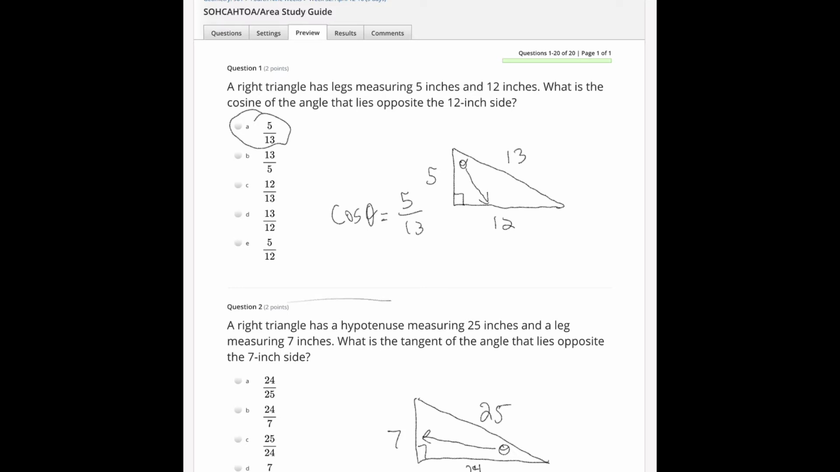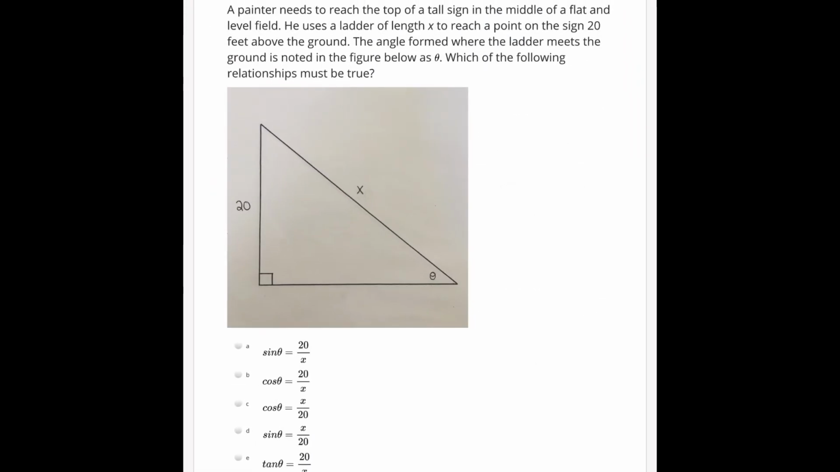Okay. All right, number 3. This is just wanting us to solve for x. So they give us a right triangle, and that's our opposite side. And we will use opposite and hypotenuse, so that'll be sine. So sine theta equals opposite over hypotenuse. And this is an answer choice.